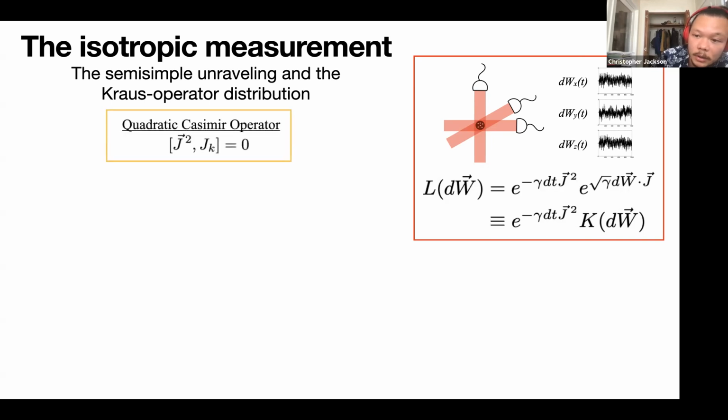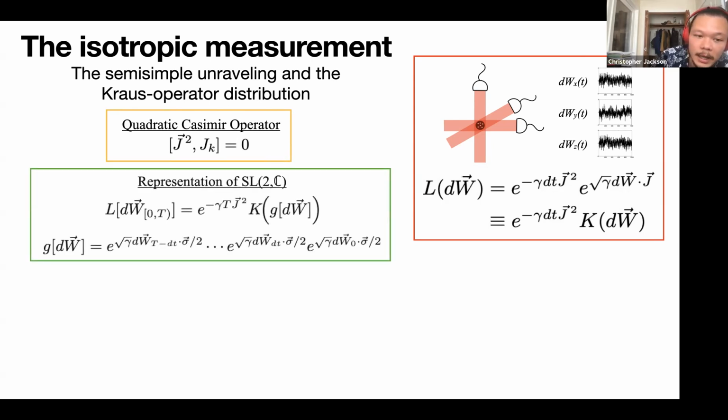And that's because this quadratic generator is what's called a quadratic Casimir operator. In that case, what that means is that the multiplication of these Krauss operators becomes representation independent. It doesn't matter which J I consider, the Krauss operator you get at the end has its value independent. So you might as well multiply 2x2 matrices to get your final Krauss operator.